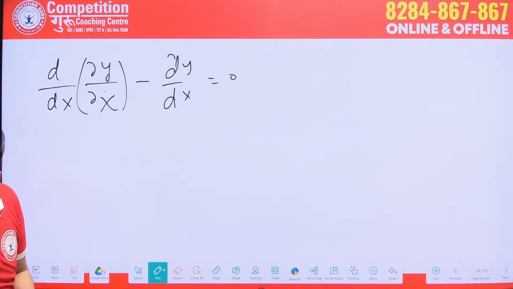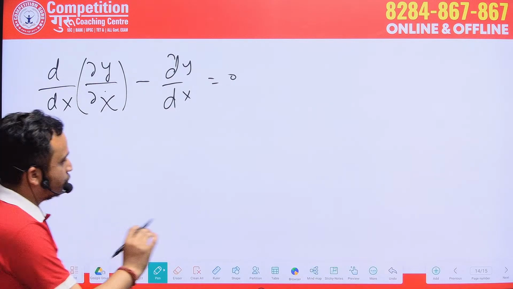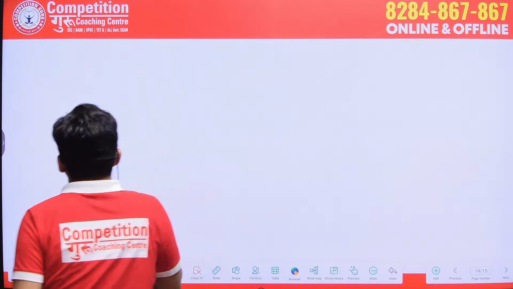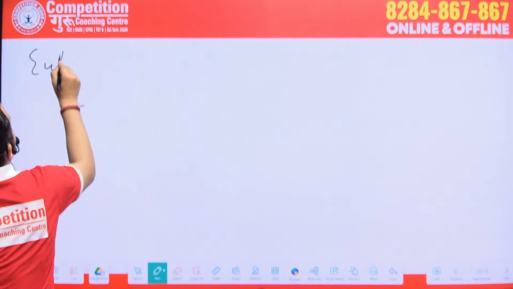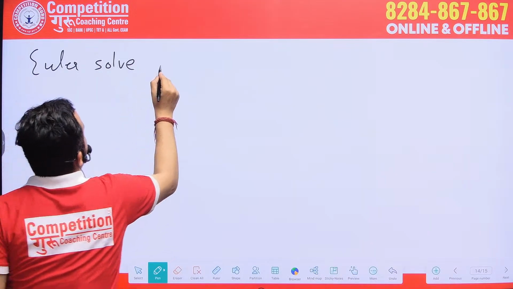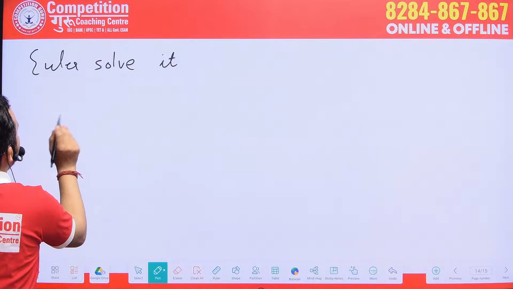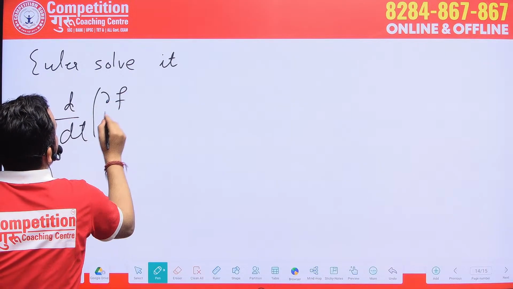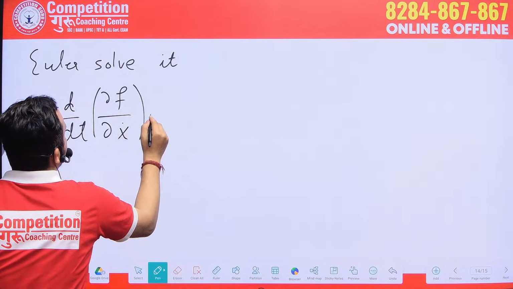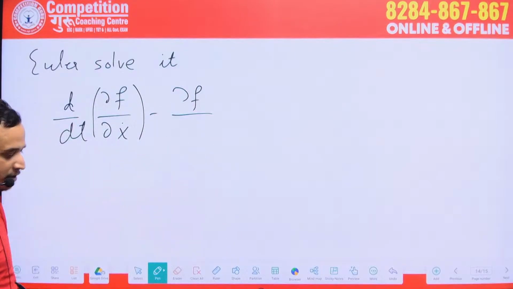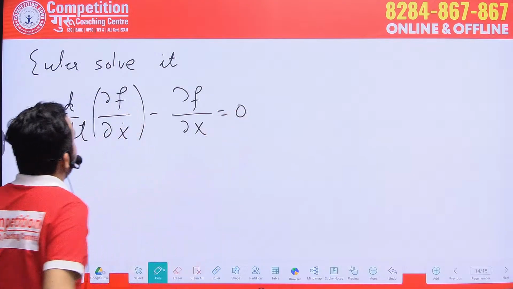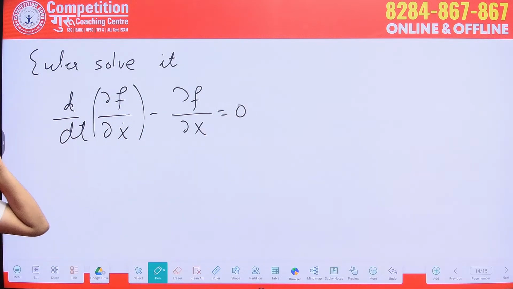Euler solved this problem. What he found is d/dt of delta f with respect to delta x dot, minus delta f by delta x, is equal to 0, if x and t are the variables.